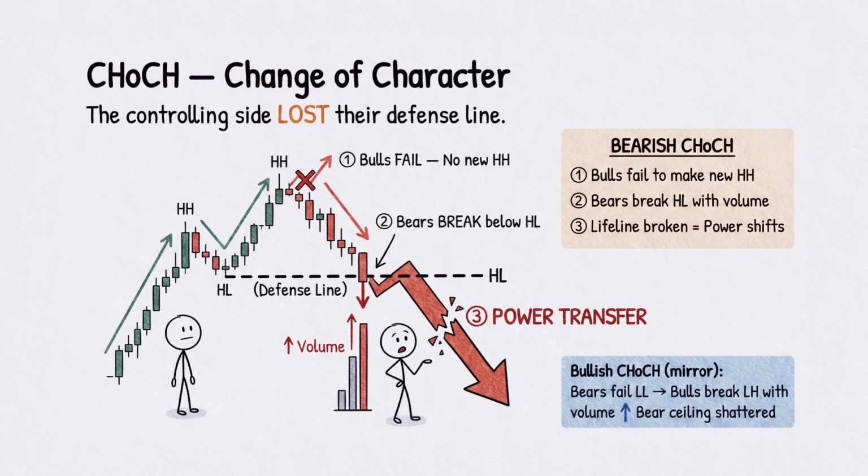Bullish CHoCH is the mirror. Bears fail to make a new lower low. Then bulls break above the most recent lower high with volume. The bear's ceiling is shattered.